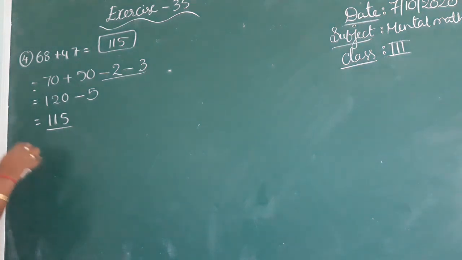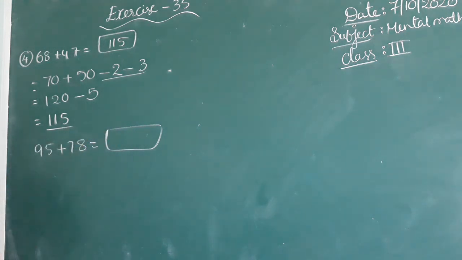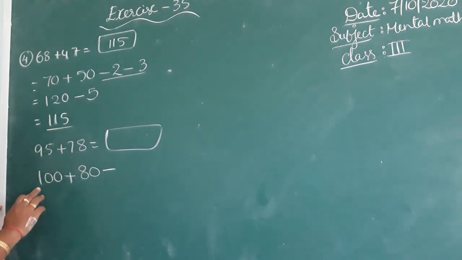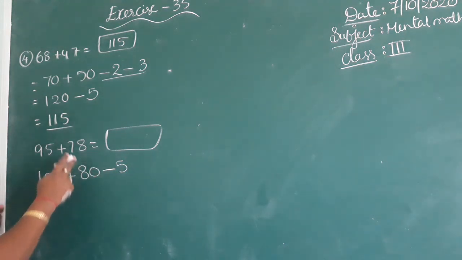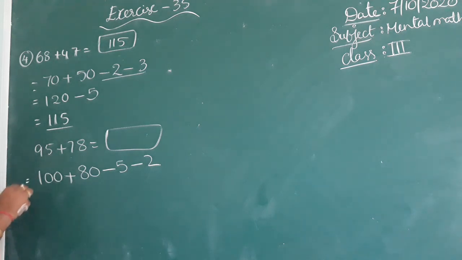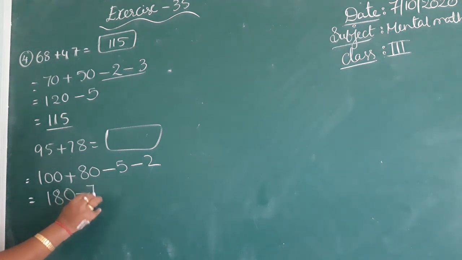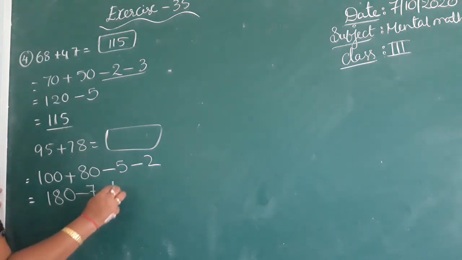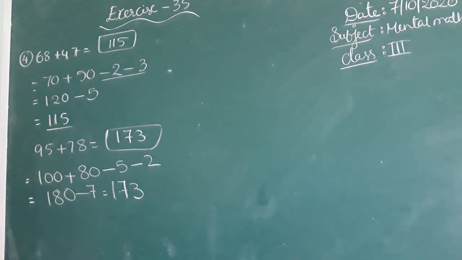See the B1 in that. 95 plus 78 equals how much? Children, see here, which is nearer to 95? 100. Plus which is nearer to 78? 80. What is the difference between 100 and 95, children? Minus 5. What is the difference between 80 and 78? Minus 2. So it is nothing but 100 plus 80, 180, minus 5 minus 2, minus 7. 180 minus 7, 173.